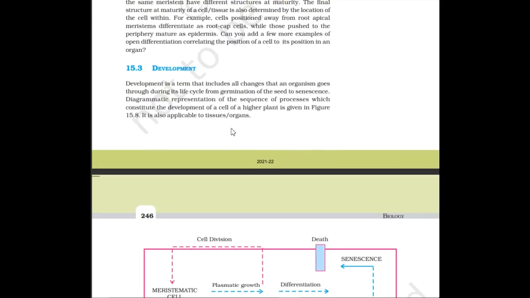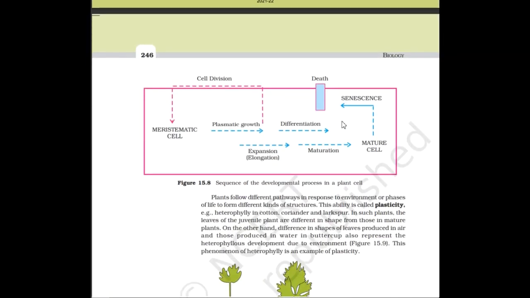Let us see development. Development is a term that includes all changes that an organism goes through during its life cycle, from germination of the seed to senescence. Diagrammatic representation of the sequence of processes which constitute the development of a cell of a higher plant is given in figure 15.8. It is also applicable to tissues and organs.